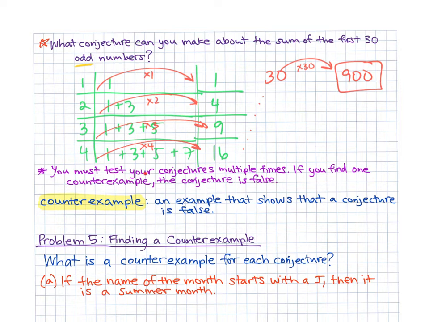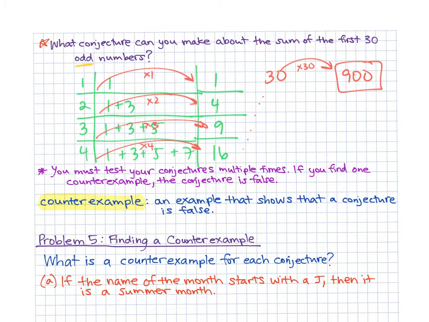And just another note, you must test your conjecture multiple times. If you find one counterexample, then the conjecture is false, right? So we did this 4 times, right? And we could add another one, or maybe it was okay with just 3. But if you find one that doesn't work, that means it doesn't work at all. The one that doesn't work is called a counterexample. So, new vocabulary word: counterexample. It's an example that shows that a conjecture is false.